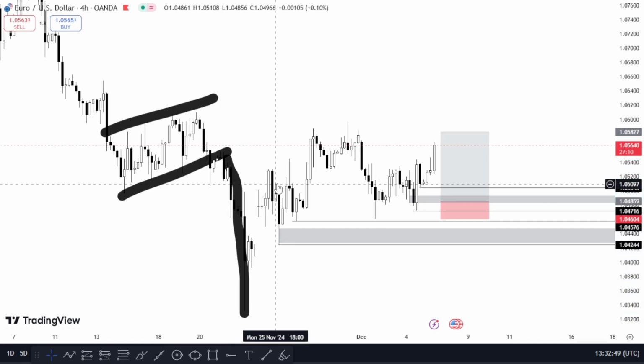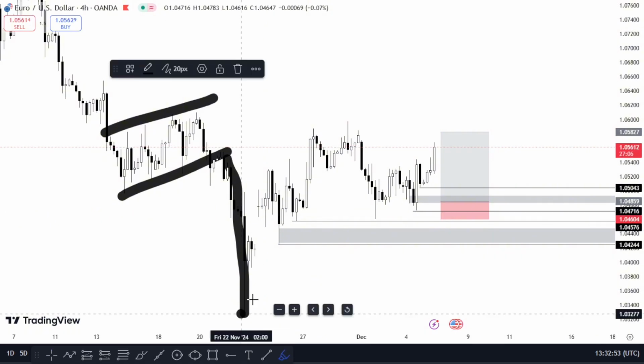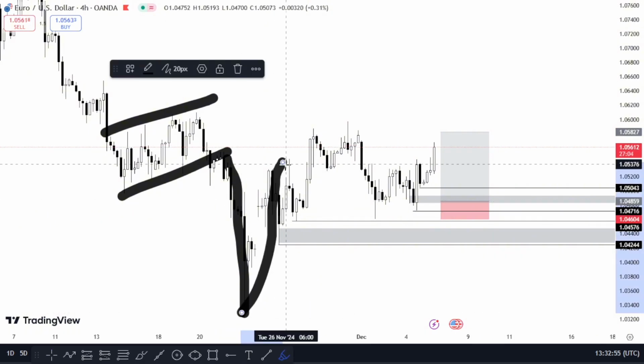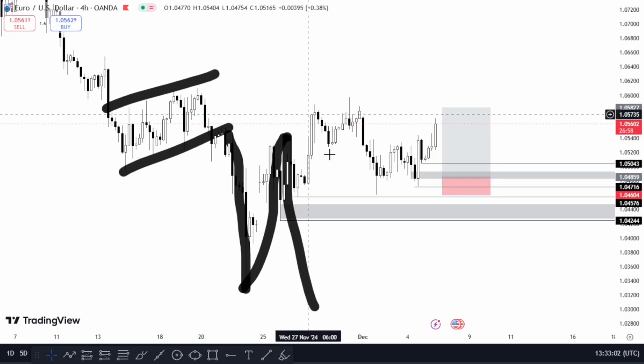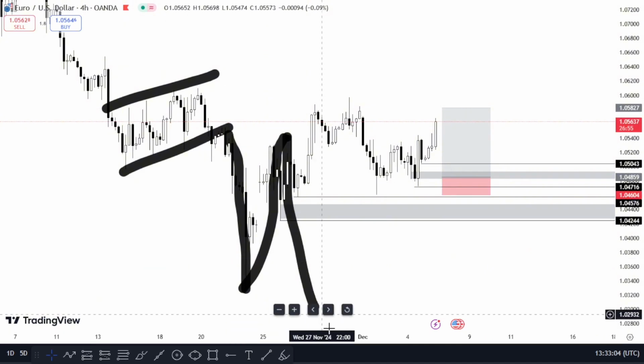Then there was a pullback. Since there was a pullback to this particular area to retest that area, in assumption, what should happen is the market is supposed to continue. I'm just using the basic market structure, the basic market trading strategy.